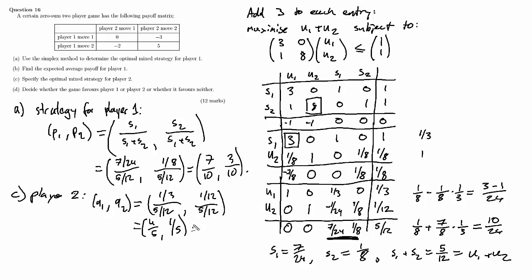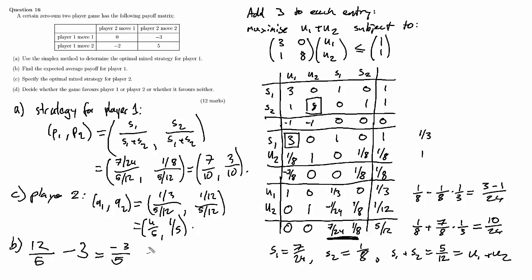For part B, you take the reciprocal of the optimal solution and then subtract the value we added at the very beginning. So the expected payoff for player 1 is 12/5 minus 3, which is what we subtracted at the start. And that's equal to minus 3/5.